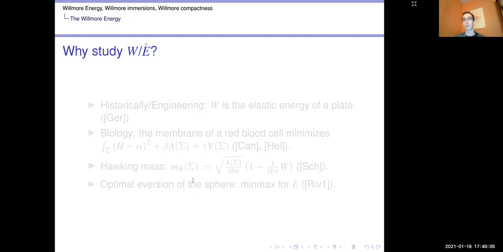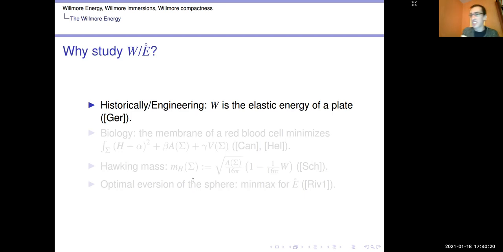But first, let's consider the reason for studying W, the reason for studying E0. Well, the first reason is historical. It was introduced by Sophie Germain as a measure of the elastic behavior of a metallic plate. So in an engineering situation, if you have a surface which has an elastic behavior, you will have to study something which is close to W, and this Willmore energy would thus be relevant in this case.